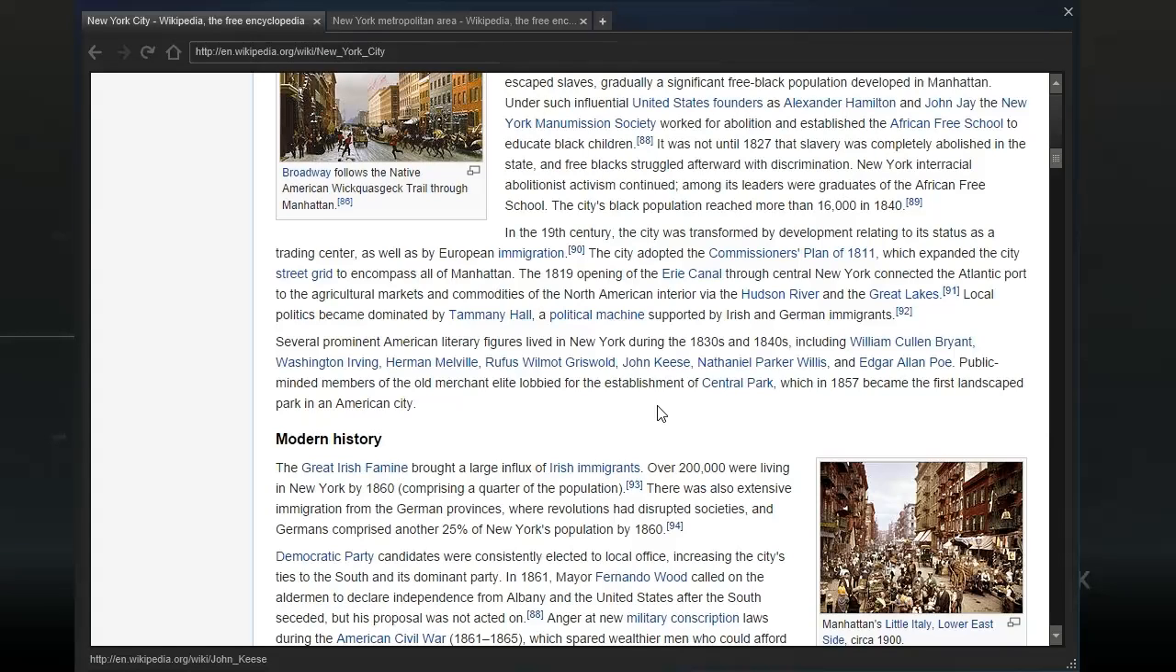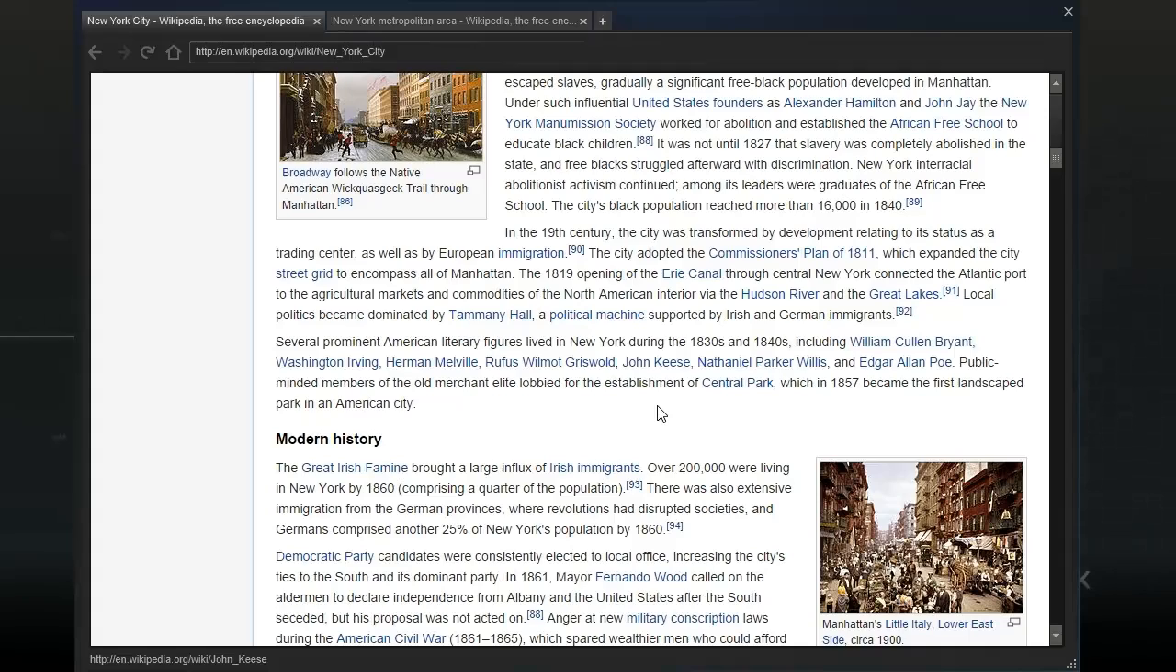through central New York, connected the Atlantic port to the agricultural markets and commodities of the North American interior via the Hudson River and the Great Lakes. So shipping from the interior via the Great Lakes and then the Hudson and then out into the Atlantic. So it became a major shipping route.